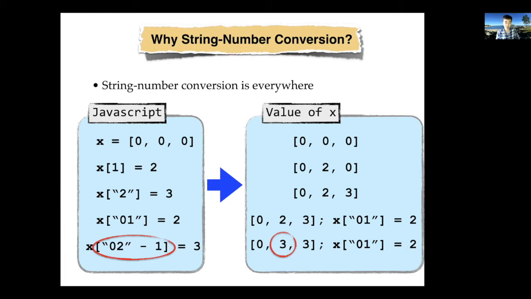And the last part, when we have x of string of 0, 2 minus 1 equal to 3, so we will update the value of x at 1 equal to 3. Now, as we can see, it's very tricky to understand some JavaScript code because of string number conversion. That's why we need a string solver, and those string solvers need to support string number conversion to help us figure out some issues, some bugs in our code, especially in our JavaScript code.